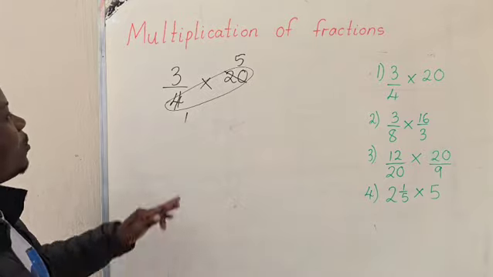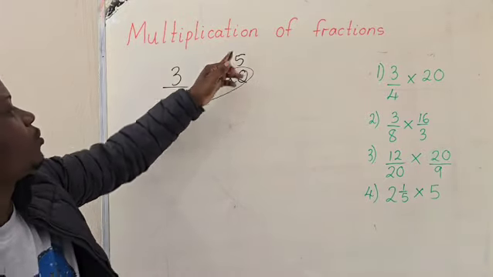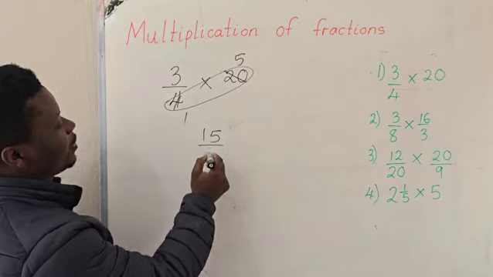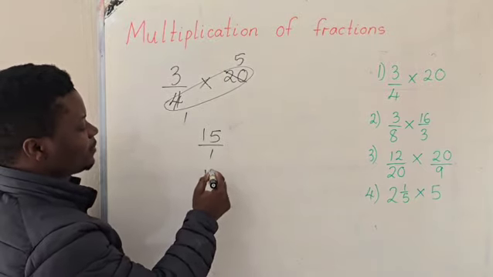And now finally you can multiply your numerator times your numerator. We get 15 over 1. And 15 over 1 is as good as 15.